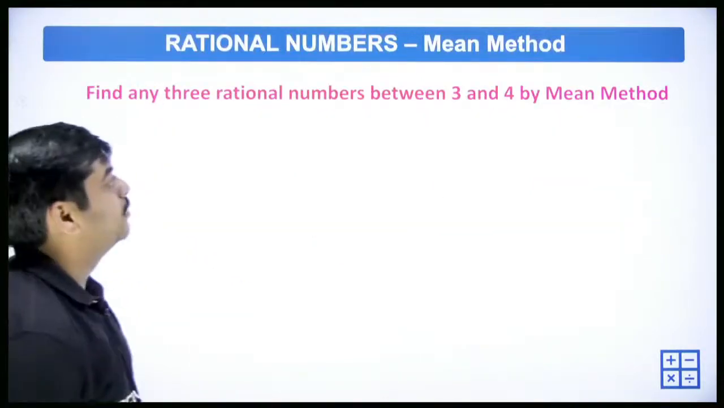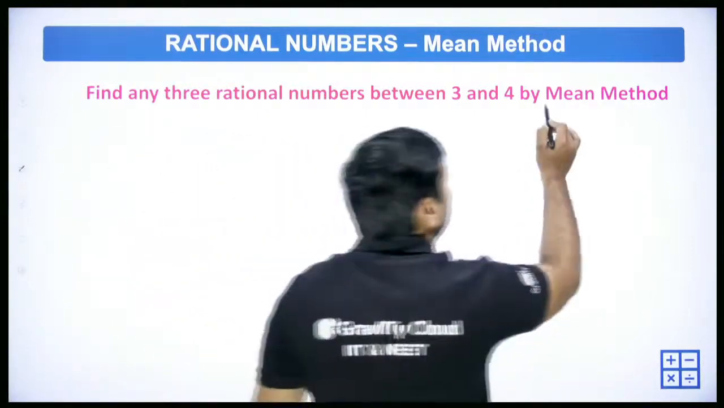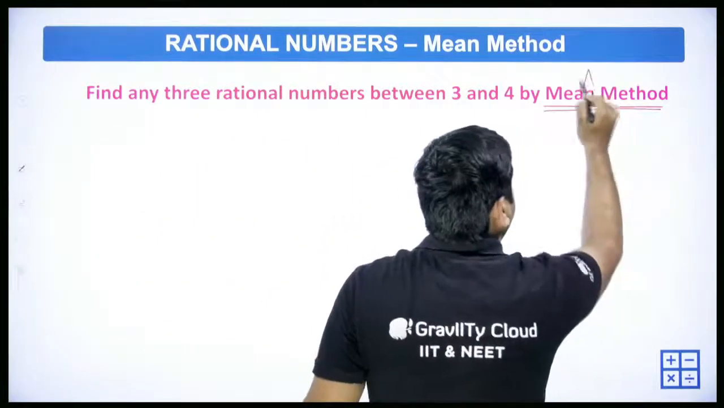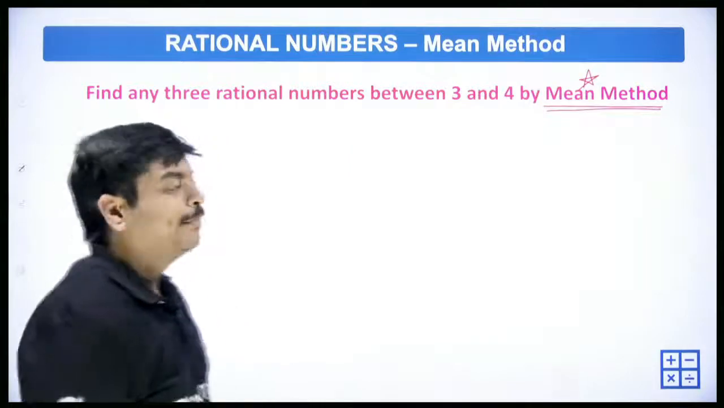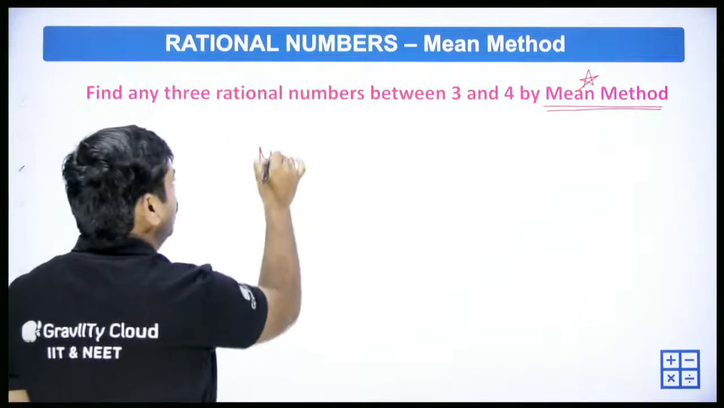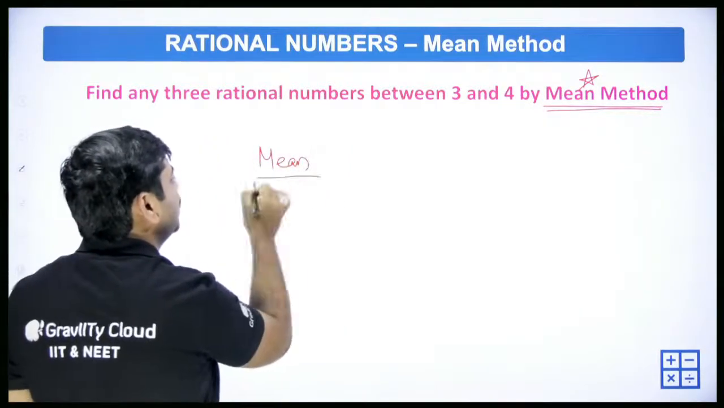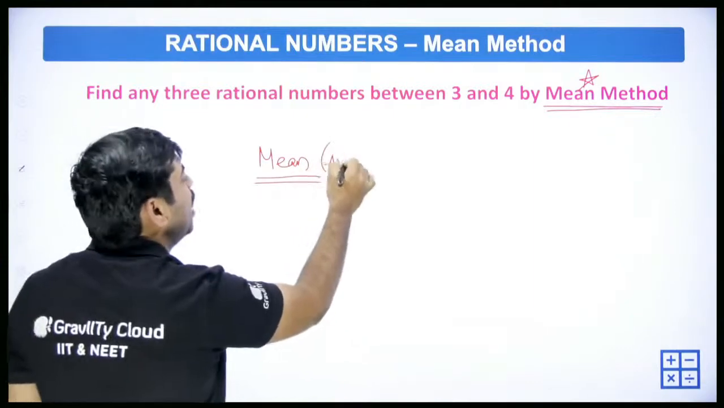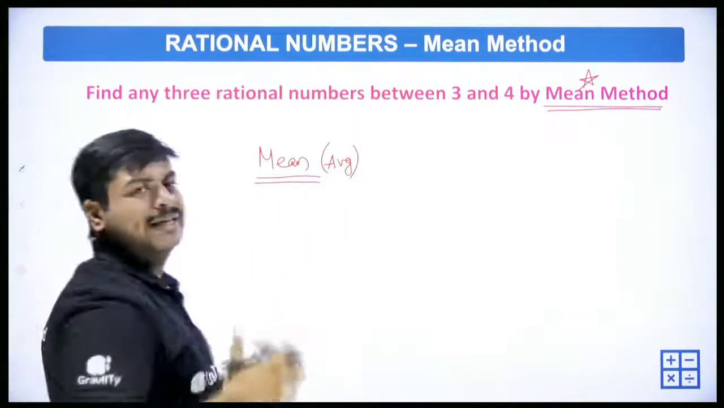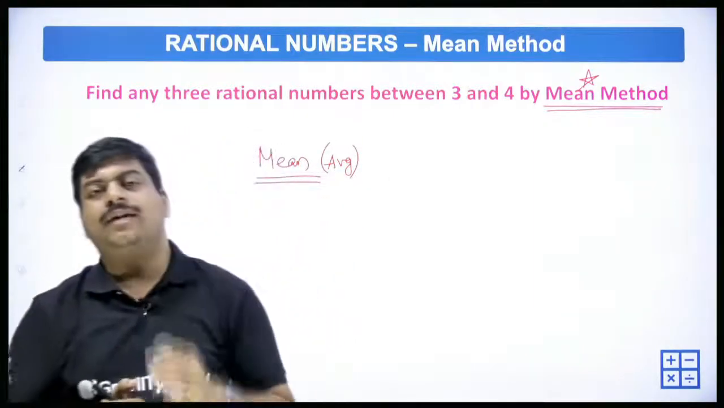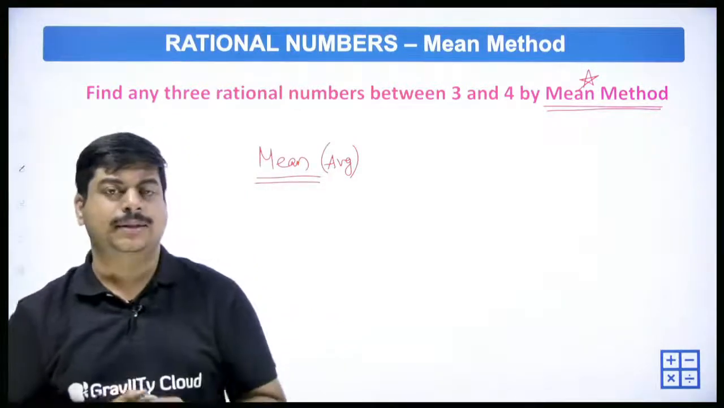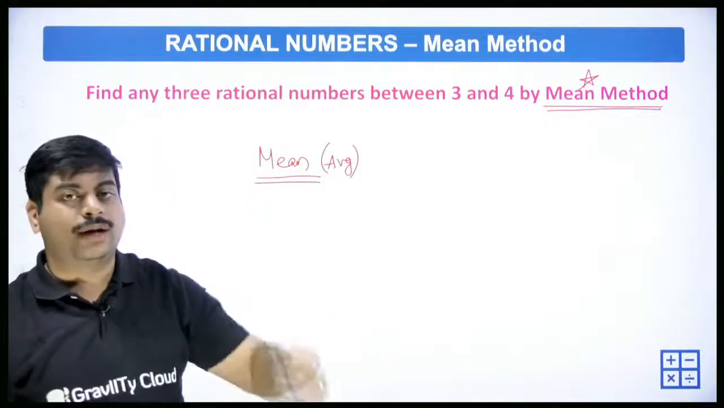Find any three rational numbers between 3 and 4 by mean method. By mean method, which is very important. So, what is this mean method? Mean means something like average. You can just relate, although these two have two different meanings later. But for now, you can try to remember it as the average of two numbers between 3 and 4.